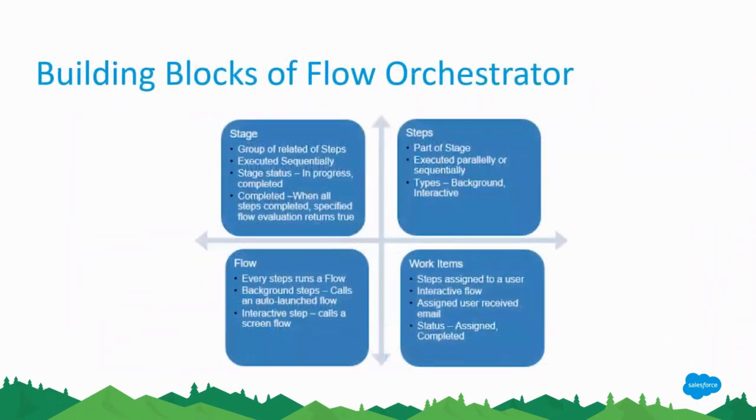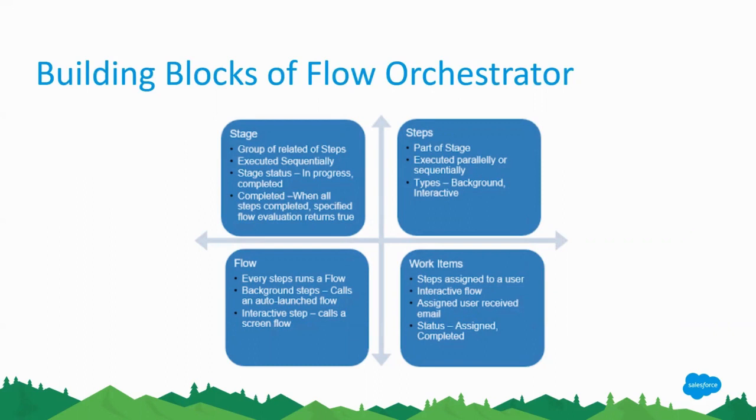Building blocks. Building blocks are the elements by which a flow orchestration is made. Let's start with the steps element. It is a part of a stage which is executed in parallel or sequentially. There are two types of steps which include flows. First one is background, which means an autolaunched flow, and the other one is interactive, which means a screen flow.